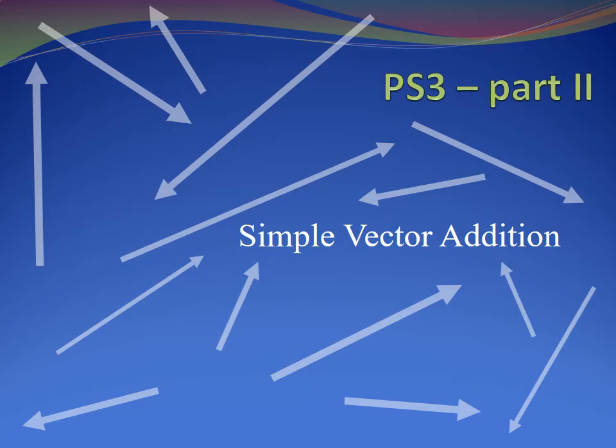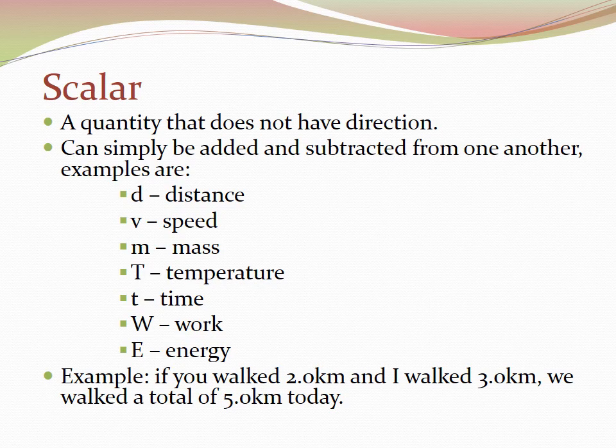Part 2, simple vector addition. Scalar: a quantity that does not have direction can simply be added and subtracted from one another. Examples are things like distance, speed, mass, temperature, time, work, and energy. Example: if you walk 2 kilometers and I walked 3 kilometers, we walked a total of 5 kilometers today. Not taking into account direction, we walked a total of 5 kilometers.